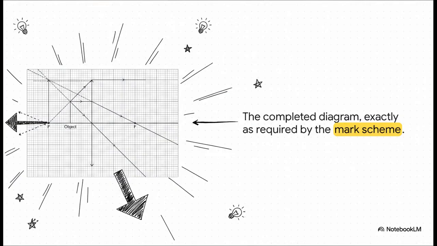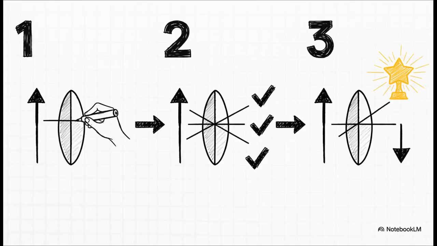And there it is, the final result. You can see our 2 construction lines and the image that's formed. In this case, it's inverted, so it's upside down, and it's magnified, which just means it's bigger than the original object. So how do you actually bag all 3 marks for that? Well, according to the mark scheme, you get 2 marks for drawing any 2 correct lines from the top of the object that go through the lens.